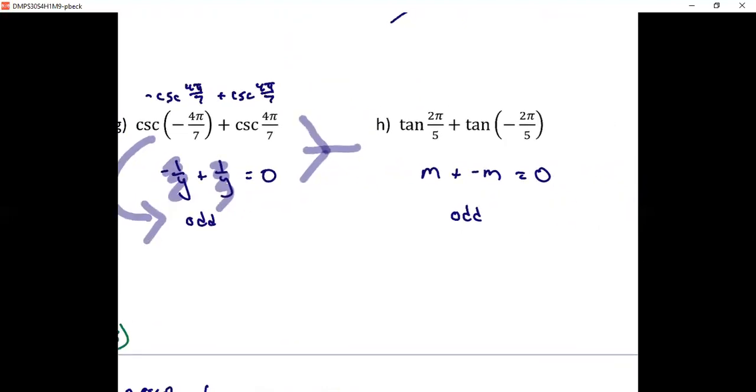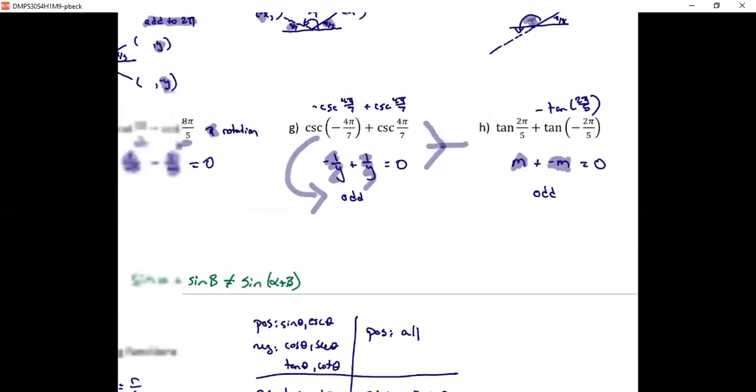For H, you can use odd relationships as well. You can say this is minus the tangent of 2 pi over 5, since tangent is odd, and those subtract out to be 0. If you look at them geometrically, slope in quadrant 1 and this slope in quadrant 4 are opposite slopes, which add up to be 0.